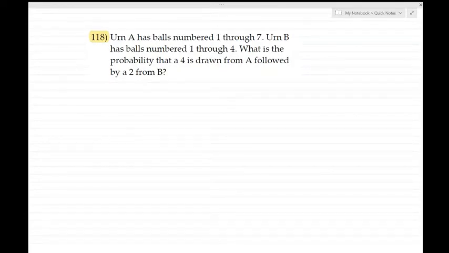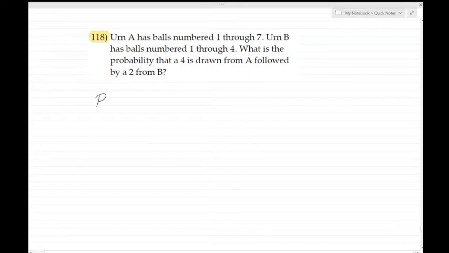Urn A has balls numbered 1 through 7. Urn B has balls numbered 1 through 4. What is the probability that a 4 is drawn from urn A followed by a 2 from urn B? Well, this is saying the probability of one and the other, right? But notice how it is very specified that they are in separate urns. So the probability of one does not affect the other, so they're independent events.